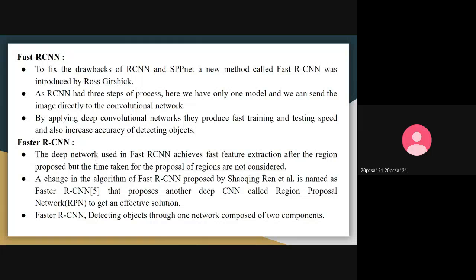We have seen that Fast R-CNN achieves fast feature extraction, but it took time for processing the region proposals. Shaoqing Ren and team made a change in Fast R-CNN and proposed a new model called Faster R-CNN, which introduced another deep CNN called the Region Proposal Network to get an efficient solution. By introducing this RPN with the already existing network, the cost for computing region proposals was reduced.